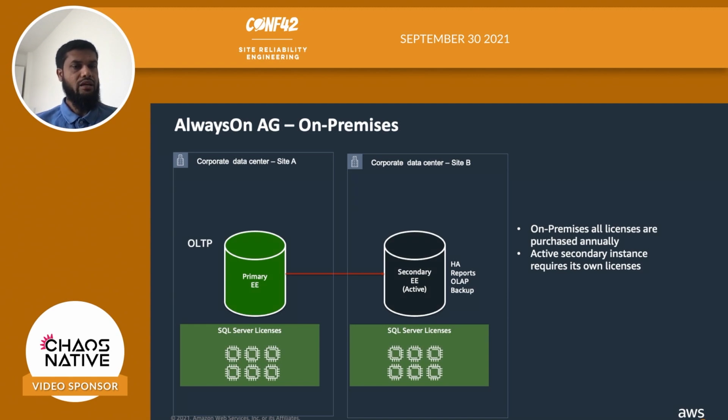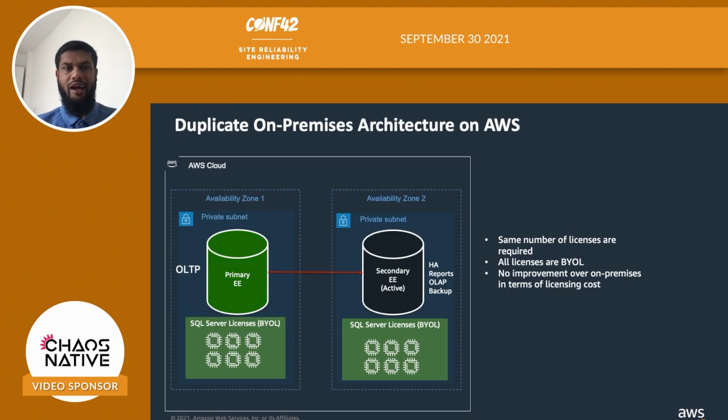So basically, in a nutshell, as soon as you open up the secondary instance, you need to pay for the licensing for that. Both sites are constantly used, hence the reason you have licensed both sites. So say 6 cores on this side and 6 cores on that side, so a total of 12 cores with Always On AGs on premises. Now let's replicate that into EC2 on AWS. You're going to need the same number of licenses because you're doing the same thing. So there is no improvement from on premises in terms of licensing cost.